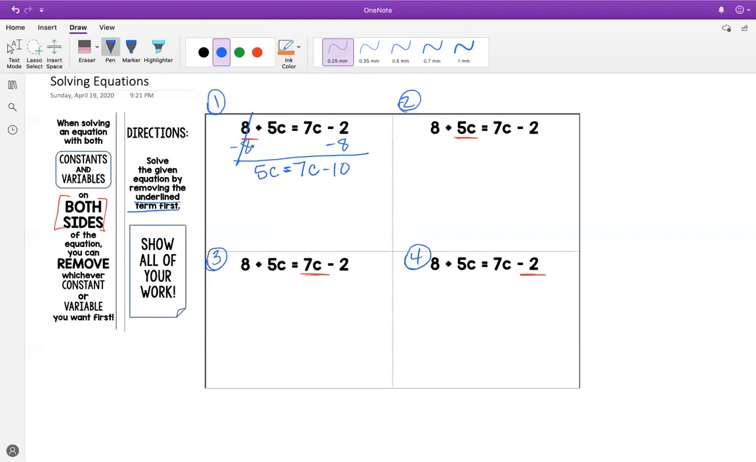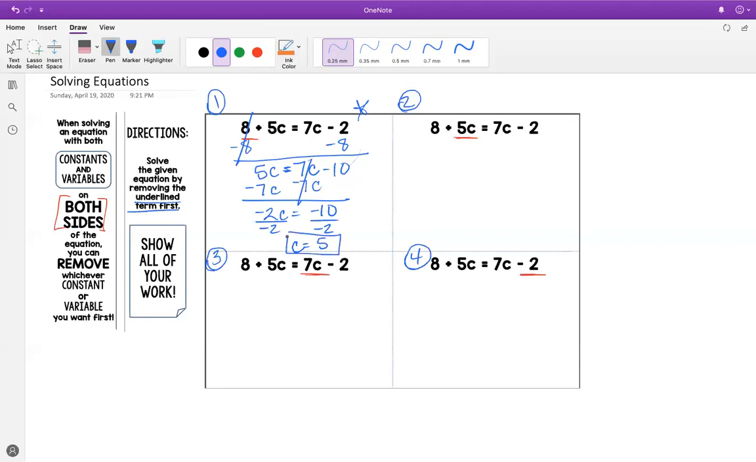Okay, so since we moved a constant to this right side over here, then we need to move the variables to the other side. So now I'm going to take this 7c and I'm going to move it to the other side of my equal sign. Those are going to cancel. So I have 5 minus 7c, which is -2c, equals -10. And then I'm going to divide both sides by -2, and c equals 5.